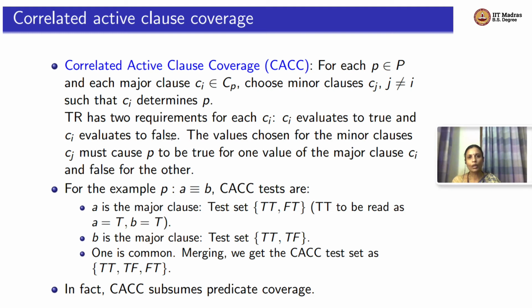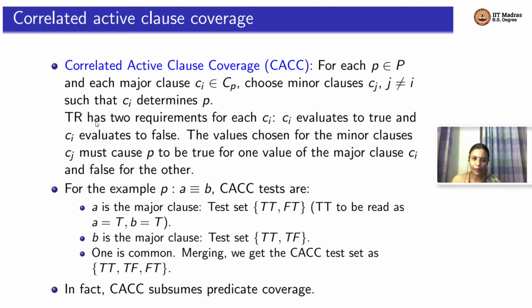Now, the values chosen for minor clauses CJ must cause P to be true once for one value of the major clause and must cause P to be false for the other. Is this clear? So that is what correlated is. The minor clauses take values such that for sure they ensure that the major clause determines the predicate P. That is, the truth or falsity of the predicate P changes with the truth or falsity of the major clause.